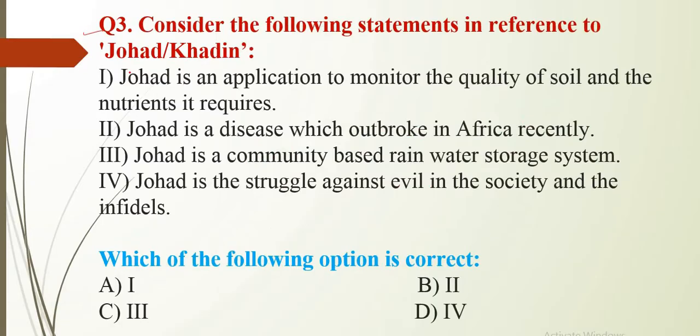Now question number 3 is regarding Johad or Khadin. In the given 4 statements, you have to choose the correct one regarding Johad and Khadin. The correct one is the third. Johad is a community-based rainwater storage system, hence option C will be correct. We will check out the rest of the details regarding Johad in the explanation part.